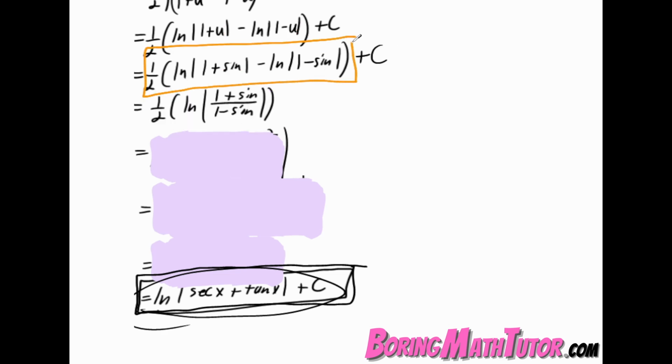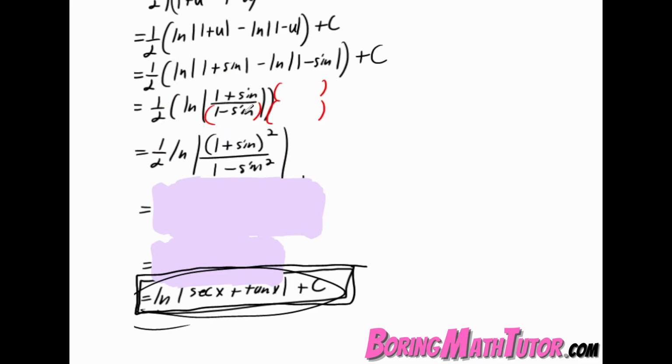To get started with that, we want to take the ln of a minus the ln of b and change it using the rule ln of a over b. That'll get us this. Next, we want to multiply top and bottom here by 1 plus sine. What that will do is it will get us 1 minus sine squared on the bottom, and up top 1 plus sine times 1 plus sine is 1 plus sine squared.